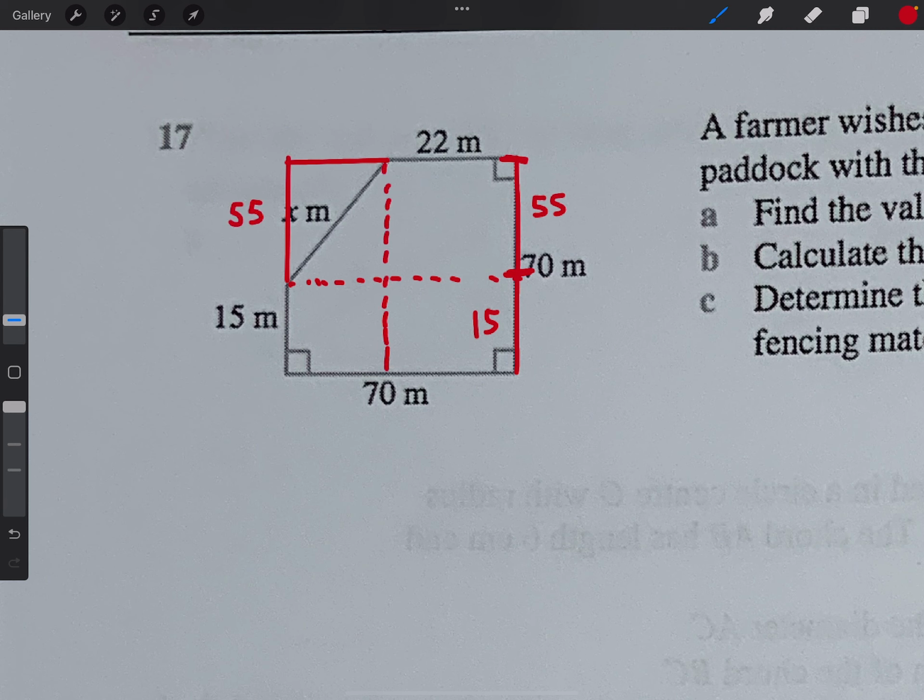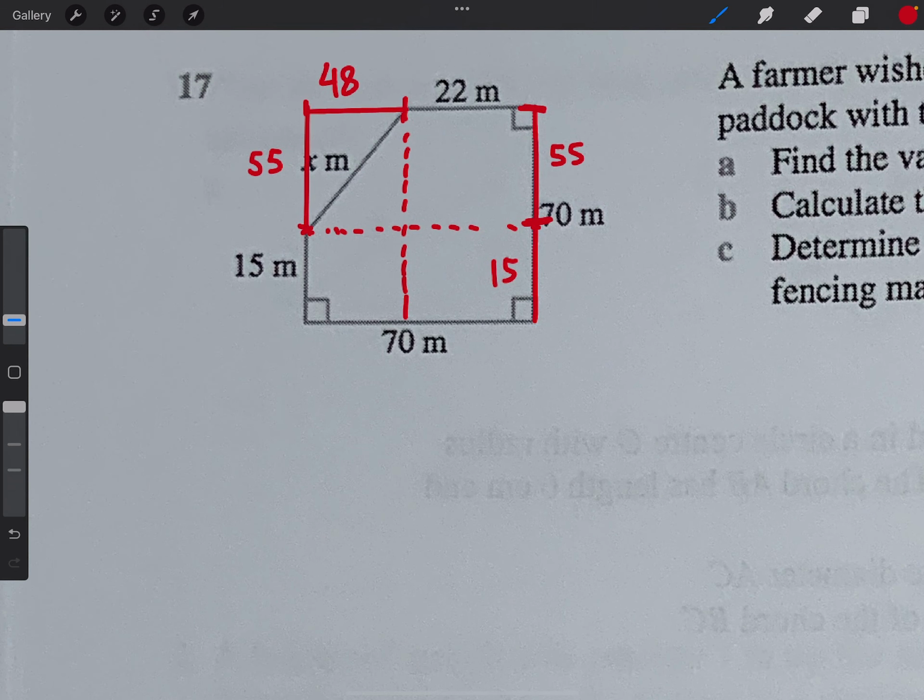Now, this is 70. This is 22. 70 minus 22. 70 minus 20 is 50, minus 2 is 48. So this must be 48. There you go. You have a right angle triangle right here. Now we can use that to find x using Pythagoras.